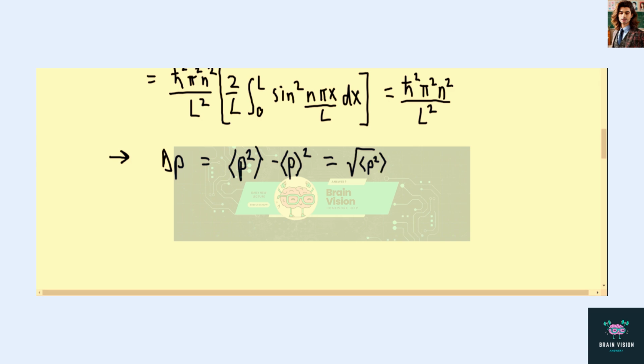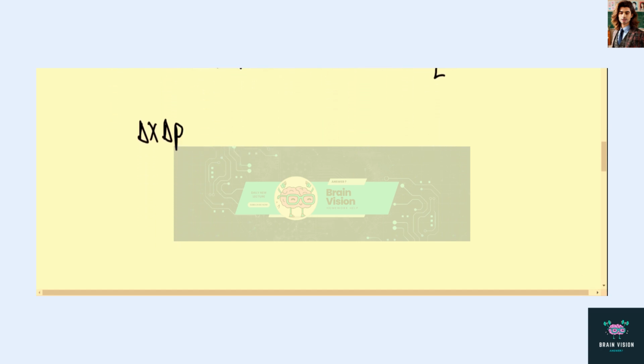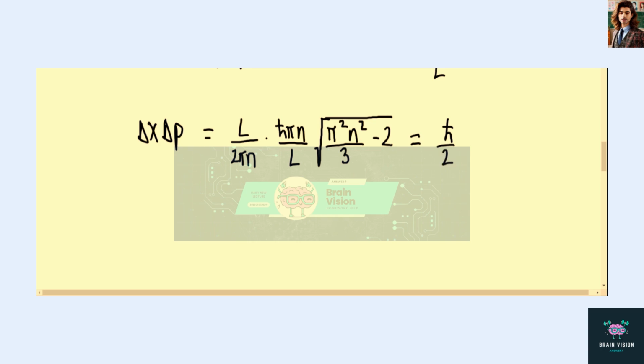And there should be a square root right here. So we'll go ahead and place that. And we simply get for the uncertainty in the momentum h bar pi n over L, which is a fairly simple result. So we can now multiply the uncertainty in position and the uncertainty in the momentum to get the final result that we're looking for and compare this with what the uncertainty principle would normally tell us. And here's what we have.